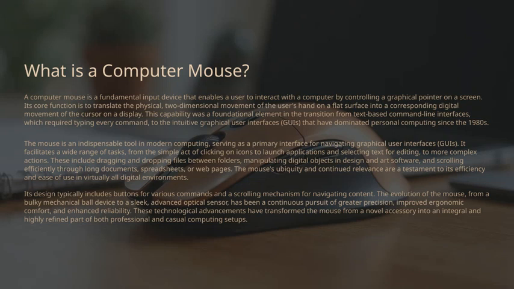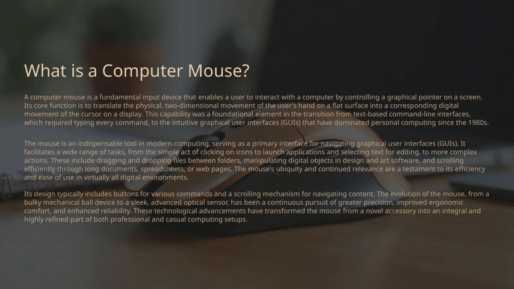Let's take a closer look at what a computer mouse actually is. Essentially, a mouse is a fundamental input device that allows us to interact with our computers more intuitively. It works by controlling a graphical pointer on the screen, making navigation much easier. Its main function is to translate the physical, two-dimensional movement of your hand on a flat surface into a digital movement of the cursor. This was a major step forward in how we used computers, especially when we moved from text-based command line interfaces, where you had to type every command, to the more visual, user-friendly graphical user interfaces, or GUIs, that became standard in the 1980s.